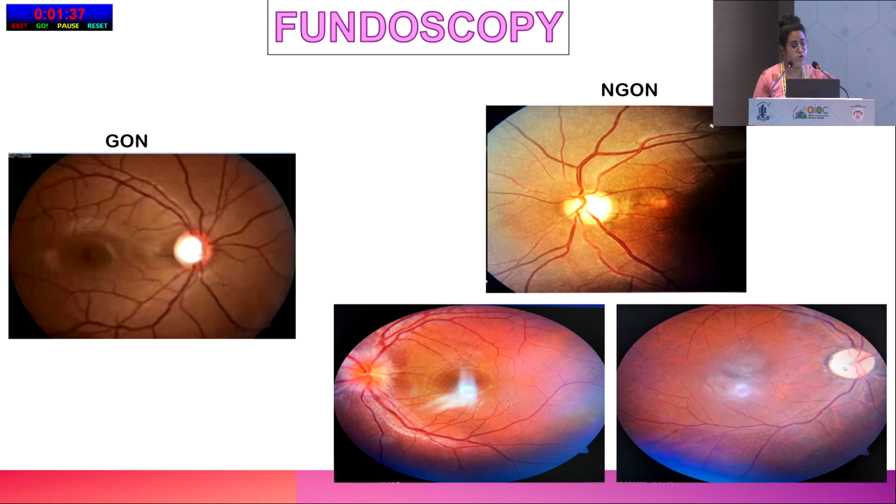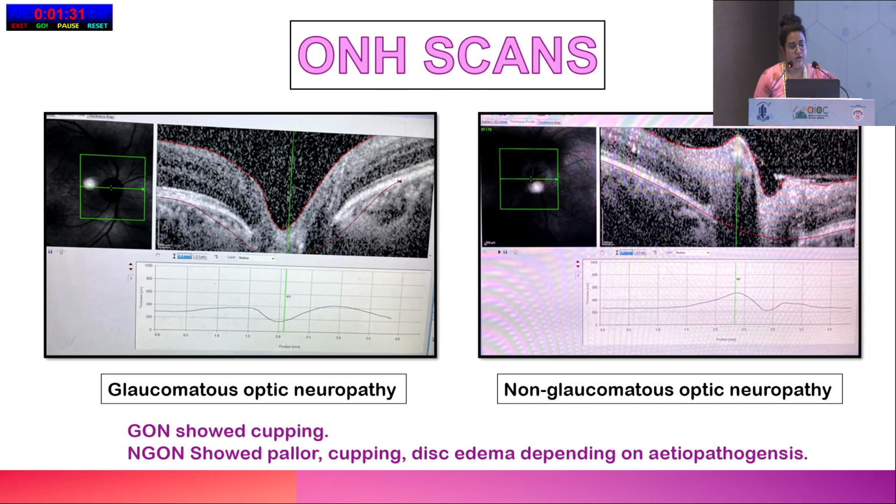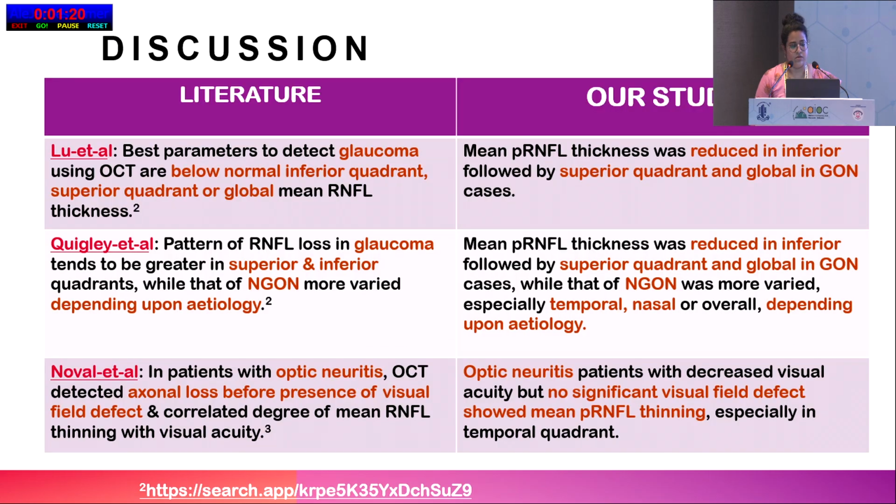Now these are the fundoscopy images separating the glaucomatous cupping from the different changes that happen in NGON. And the ONH scan again revealed that glaucomatous optic neuropathy showed cupping, whereas NGON showed pallor, cupping or disc edema depending upon the etiopathogenesis.